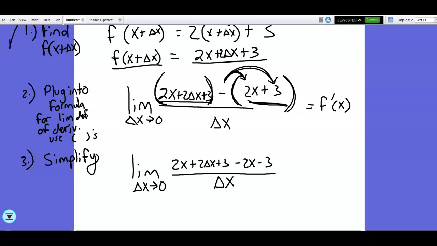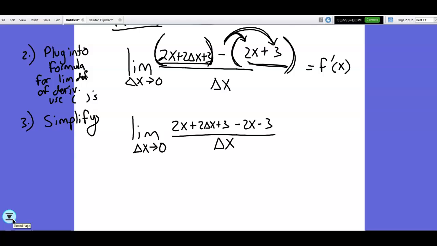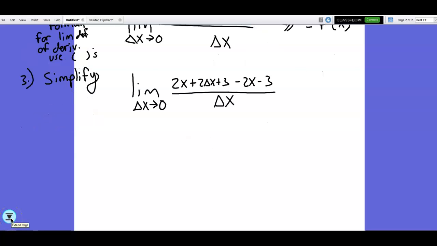Now I'm not done simplifying because I can simplify a little bit more. As you guys can see, I've got a 2x and a negative 2x. Those can cancel each other out, right? I've also got a 3 and a negative 3. Those can cancel each other out.